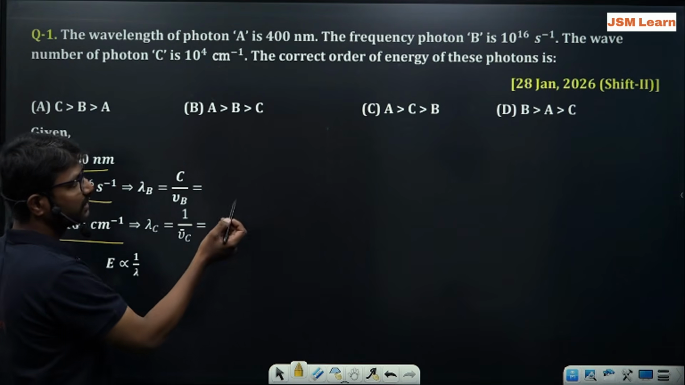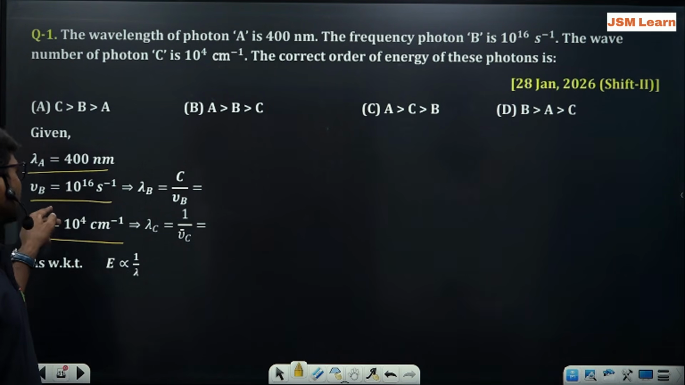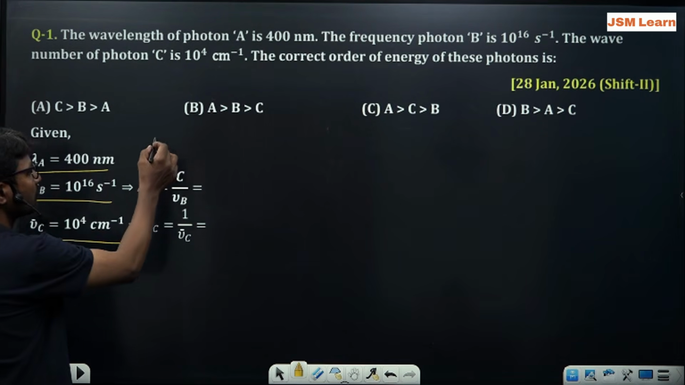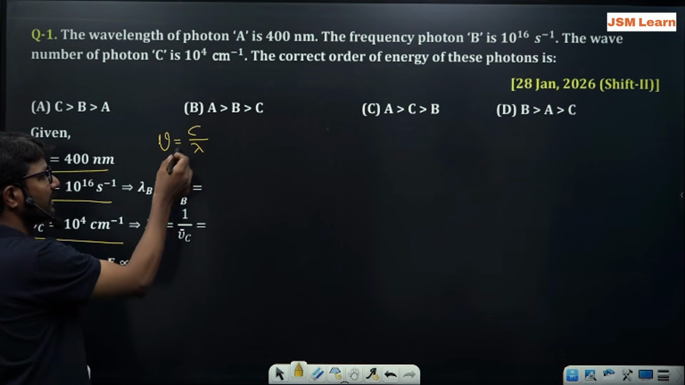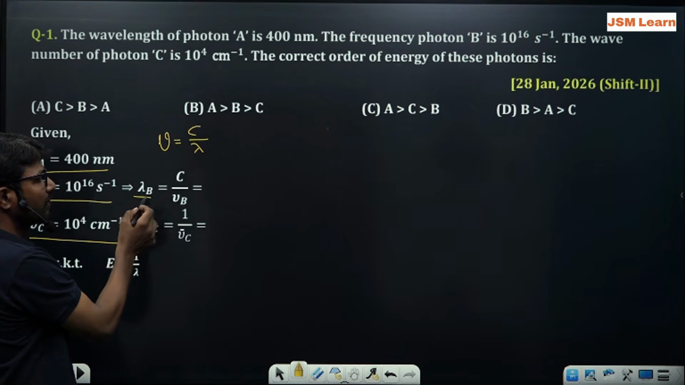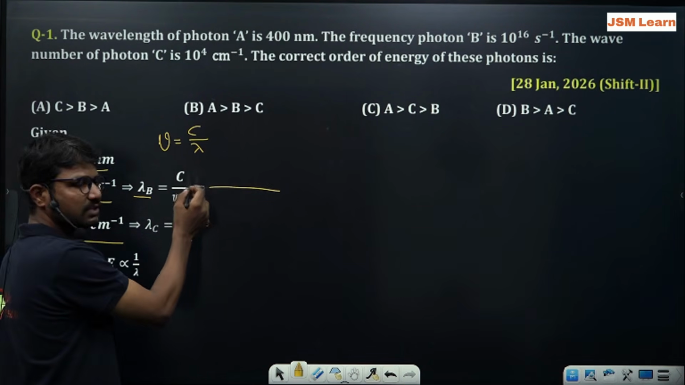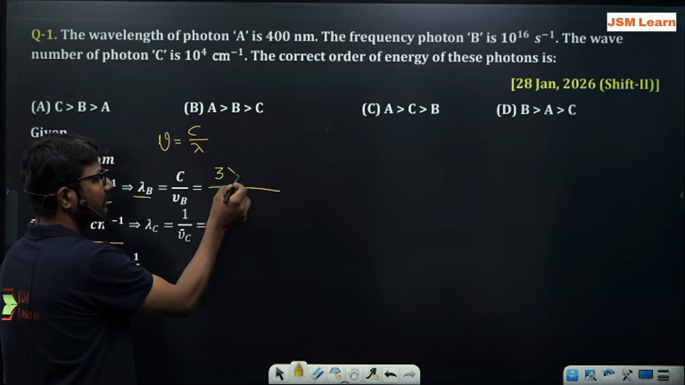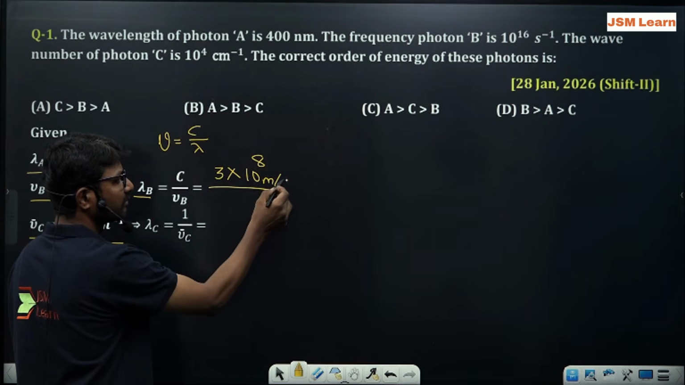To identify the order of energy, firstly all these should be in one parameter. So here I am converting the remaining photon B's frequency and photon C's wave number into wavelength. As we know the formula, nu is equal to c upon lambda, so we can write the wavelength is equal to c upon frequency. Here c is the speed of light, which is 3 into 10 to the power of 8 meter per second.